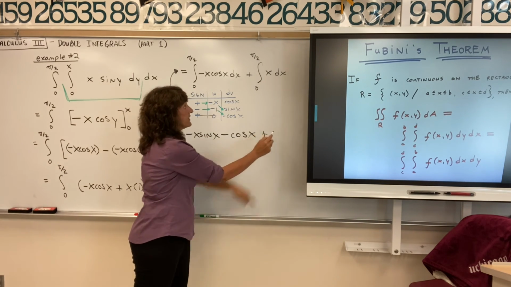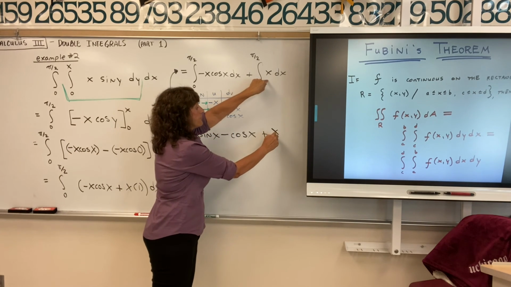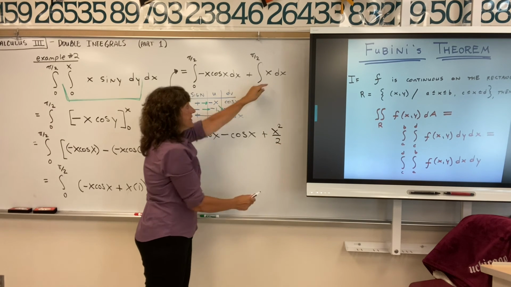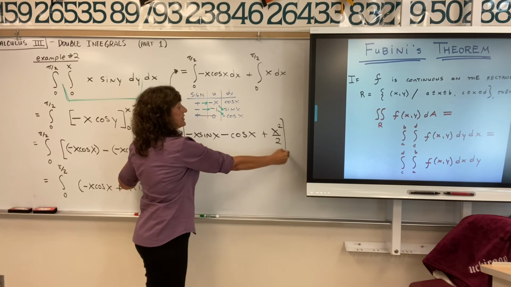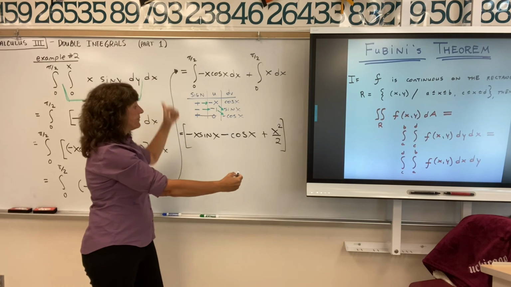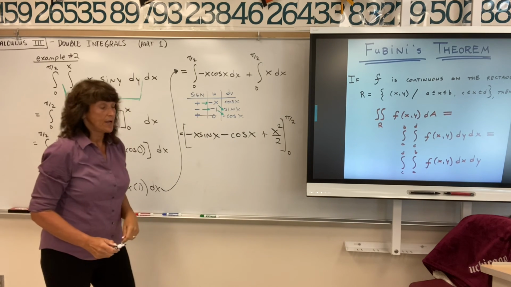Now we want to integrate x also, just using the power rule, okay? So integrate x, that's going to be x squared over 2, all right? And so integration is done. Now we want to take this and evaluate it from 0 to pi over 2.